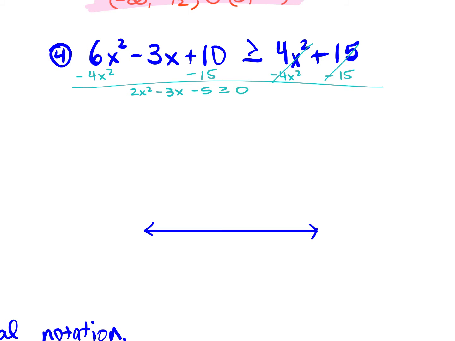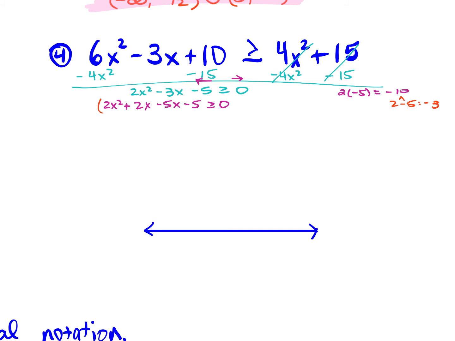Greater than or equal means what? And or. Greater or. So away. You do not have an a of 1. So multiply your 2 and that negative 5 to get negative 10. What are your factors of negative 10 that add up to be negative 3? 2 and negative 5 give you negative 3 when you're adding them together. So this expands to be 2x squared plus 2x minus 5x minus 5 is greater than or equal to 0.